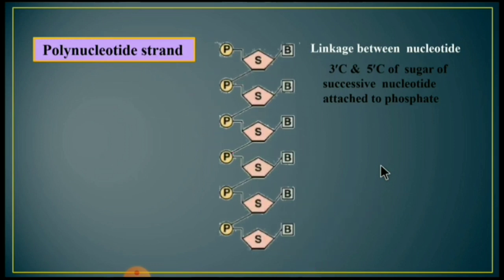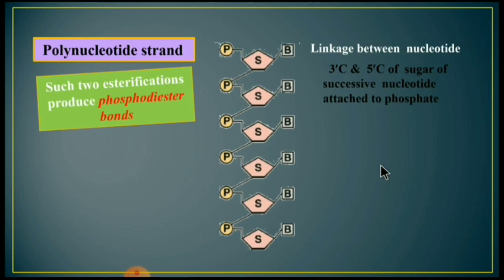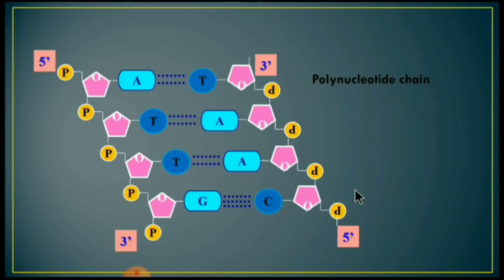Phosphodiester bond. So 2 esterifications produce phosphoester bonds. One is between sugar and phosphate, the second is a phosphoester bond between phosphate and a sugar of successive nucleotides. This is the structure of a polynucleotide chain, when many nucleotides join together. The structure of the polynucleotide chain in case of DNA we'll discuss in the next session.